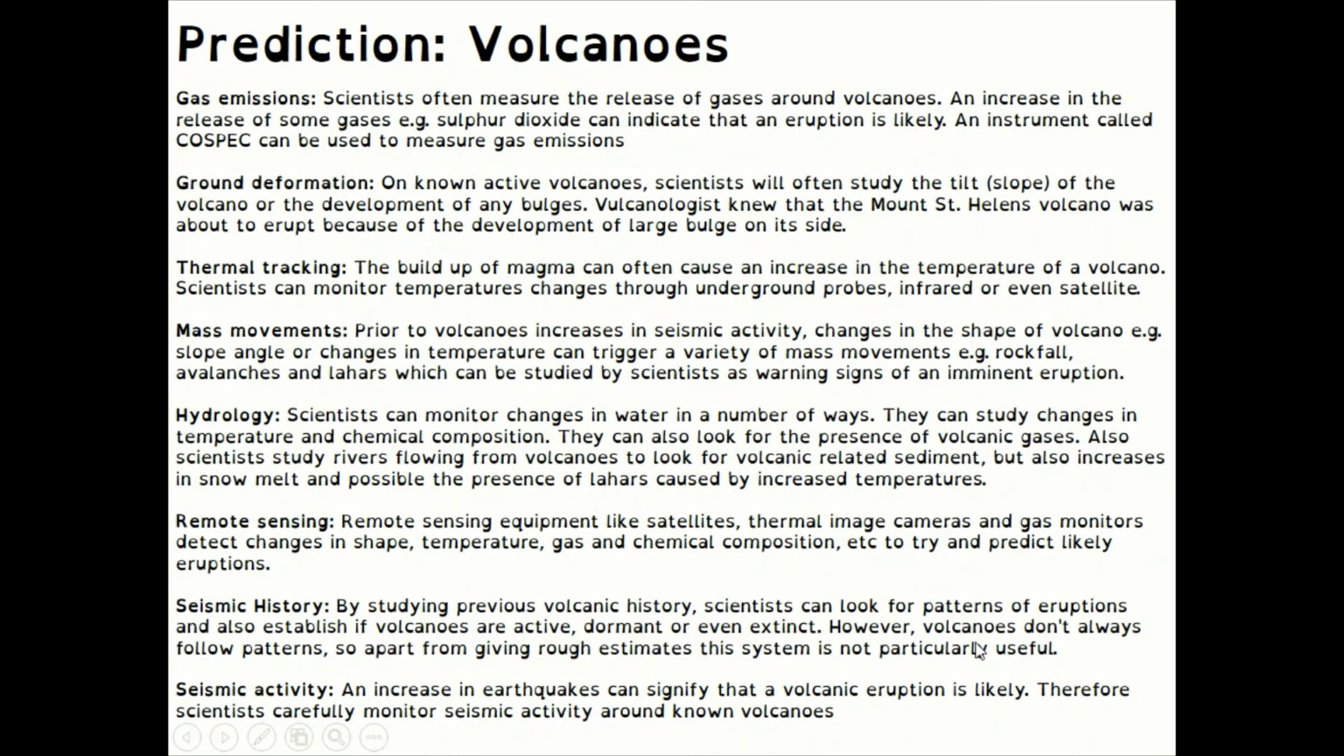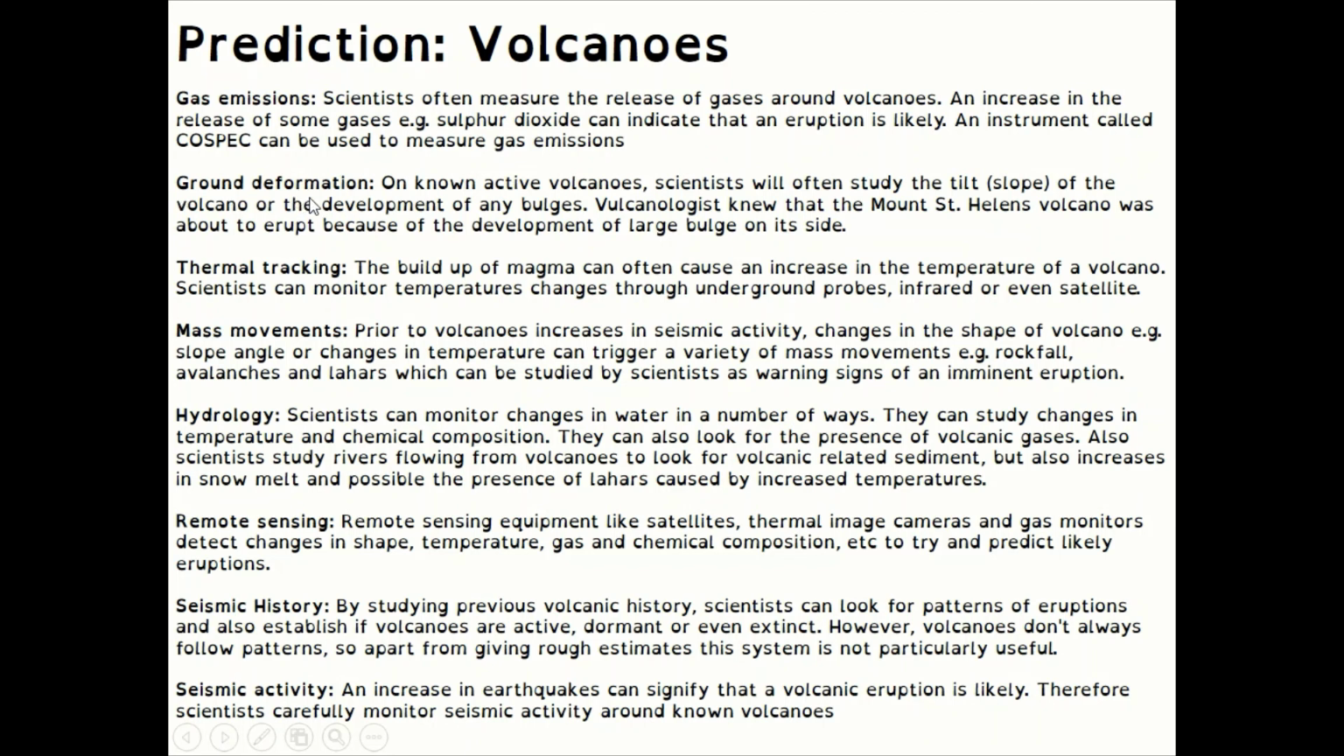Volcanoes are probably one of the easier hazards to predict. I might say they're the easiest one. So you've got a whole range of things that you can look at in terms of determining whether they're showing signs they're about to erupt. Key ones then, gas emissions, looking for specifically sulfur dioxide. They can use something called COSPEC, which is the instrument that they put in to measure the gas emissions and see if there's any changes. If the sulfur dioxide increases, then it's more likely that an eruption is going to occur.